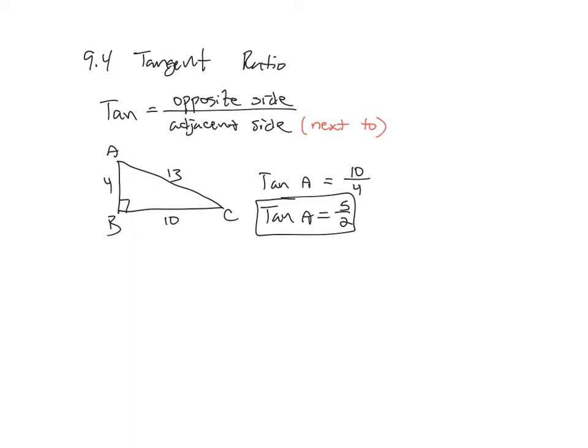If I said the tangent of angle C, then it would be the other way around. Opposite is 4, and adjacent is 10, so we could have just 2/5. Really, the 13 is irrelevant to this problem. I don't need the hypotenuse to do tangent. So some of the first problems will be just to write the tangent ratio, which I have done there.